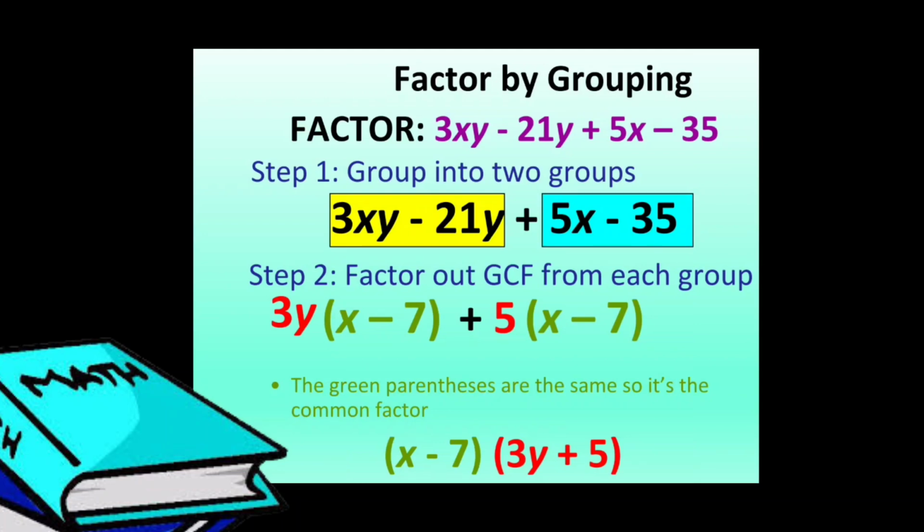Now, let's proceed to the third step. We need to factor out GCF again. And as you notice here, the green parentheses are the same. So, it's the common factor. So, for our answer, it is x minus 7 times the quantity of 3y plus 5.